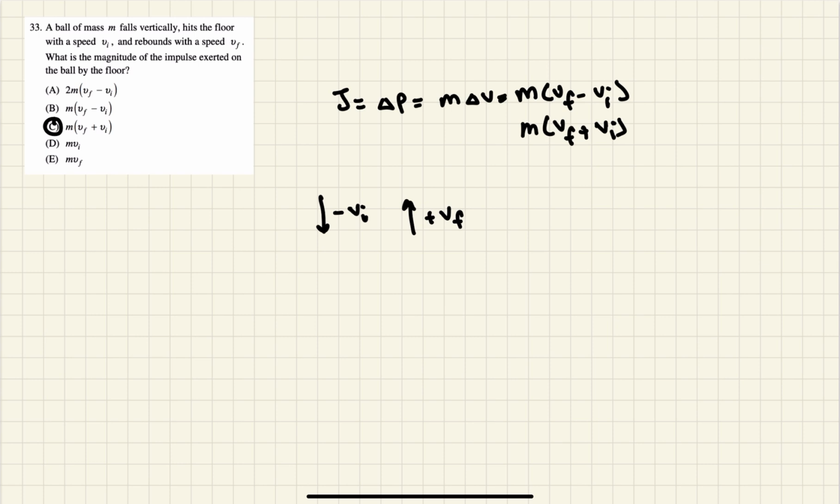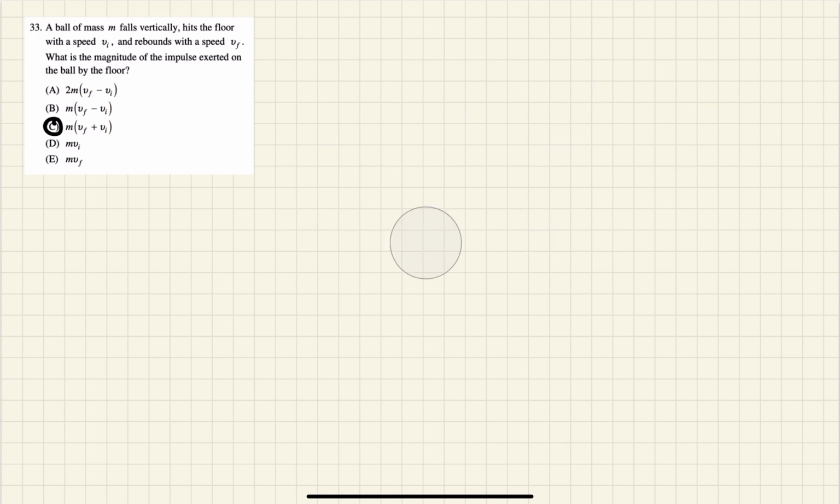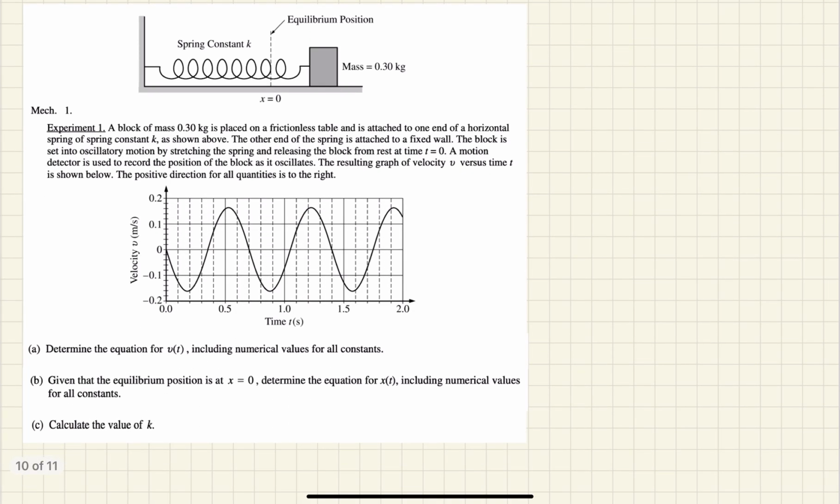All right. That was it for the multiple choice. Very quickly, we're going to do the free response question. This is a simple harmonic motion, specifically springs. It gives us this diagram and this graph. It's asking for an equation for v of t. We can easily do that because we do know how to write an equation for v of t.